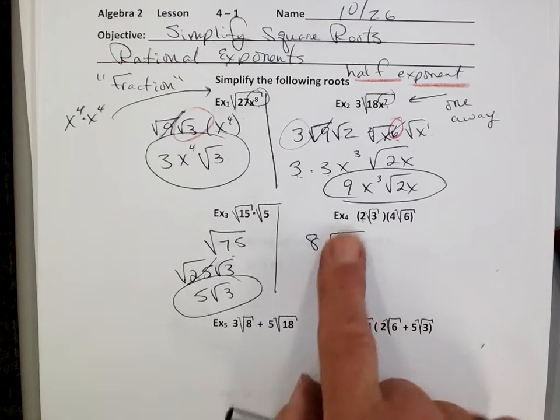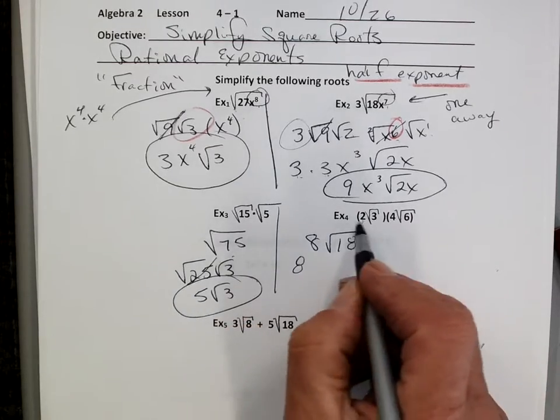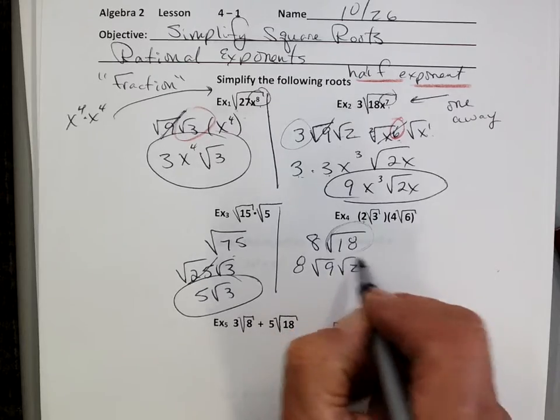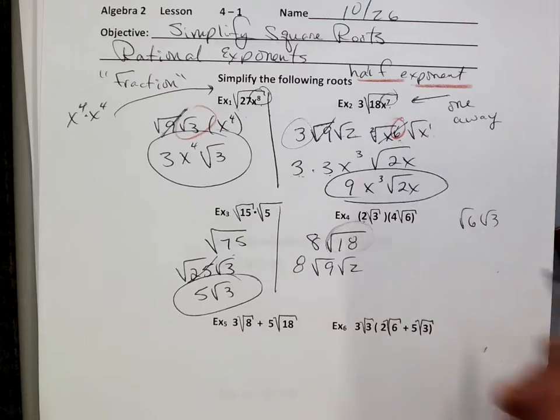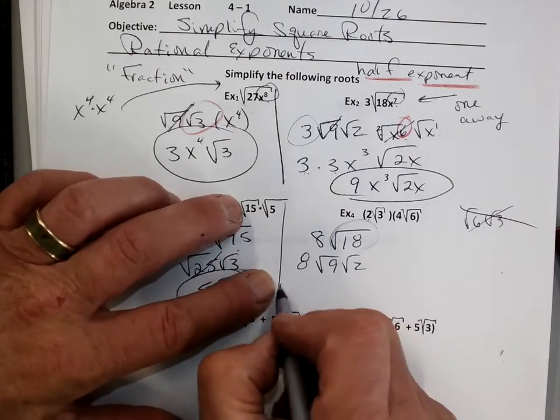Well, I did that already up here, didn't I? 9 and 2. So leaving the 8 out there, and change the square root of 18 into the square root of 9 times the square root of 2. Not 3 and 6, not 3 and 6, because square root of 6, square root of 3 can't be square root, so don't do that. Okay. Square root of 9, I can do that. Okay, leaving my 8 alone.